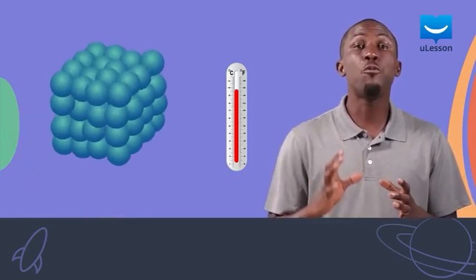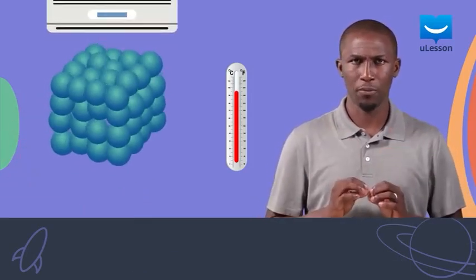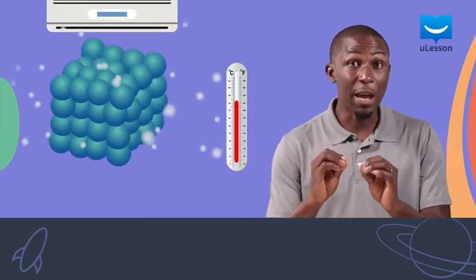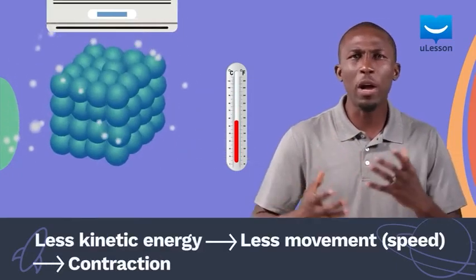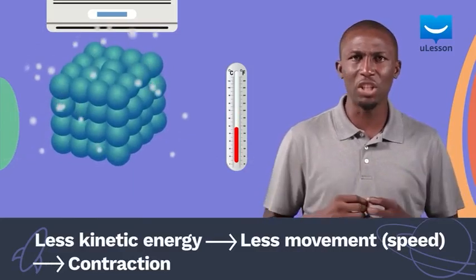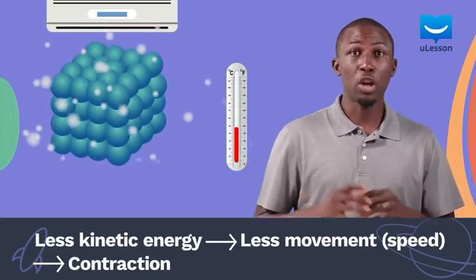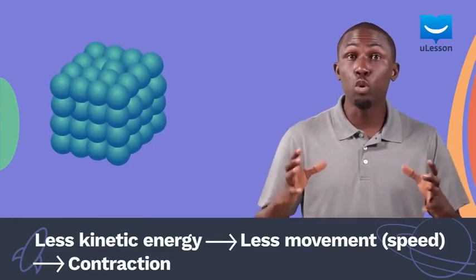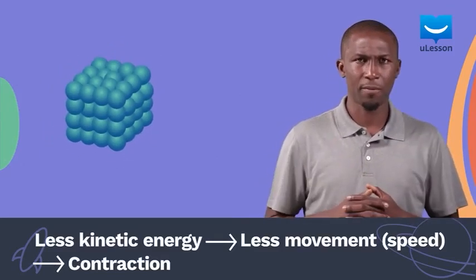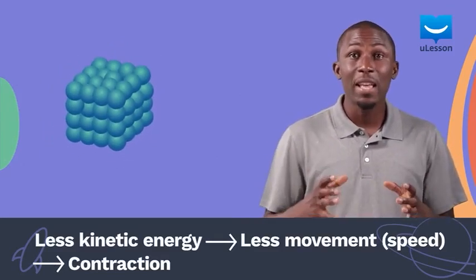Also, if we allow this object to cool, meaning here that the temperature decreases, the molecules will gradually begin to lose their kinetic energy and their movement will also what? Decrease. In other words, the object will contract in size. We can also say that when the temperature of an object reduces or decreases, its size also what?